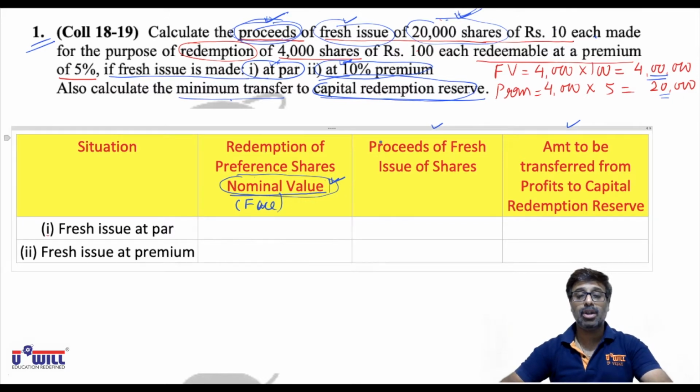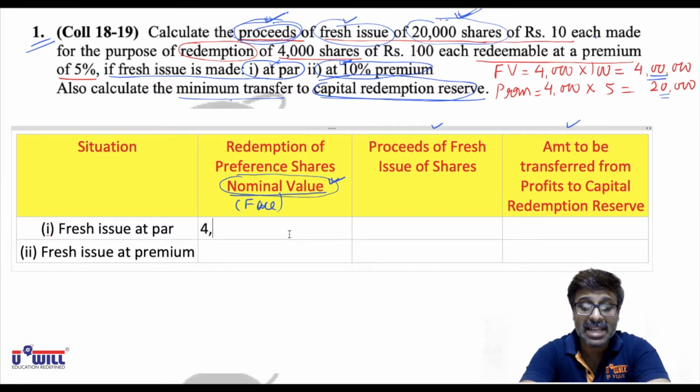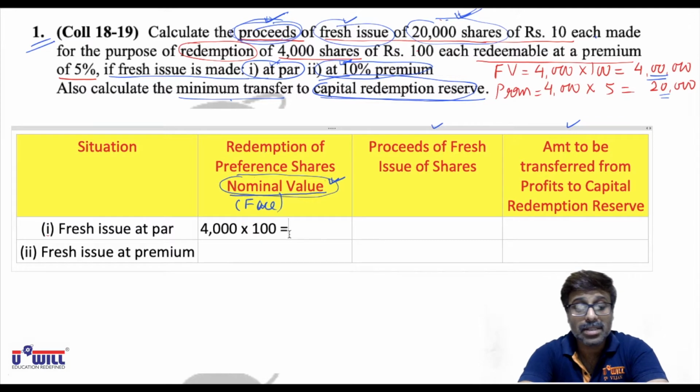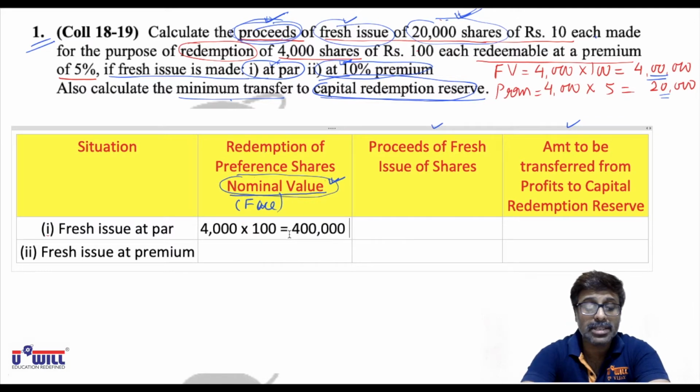So let us solve this question. What is the face value of redemption of preference shares? As we discussed, 4,000 into 100. That is 4 lakhs. All of you write down this in your notebook. 4,000 into 100, 4 lakhs.